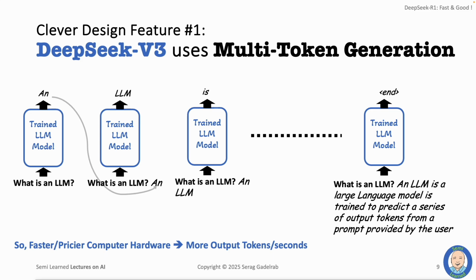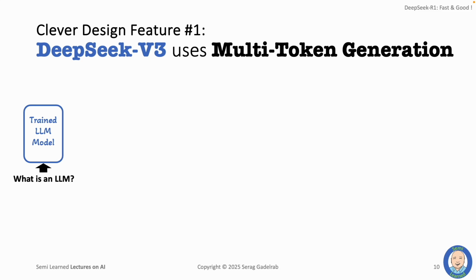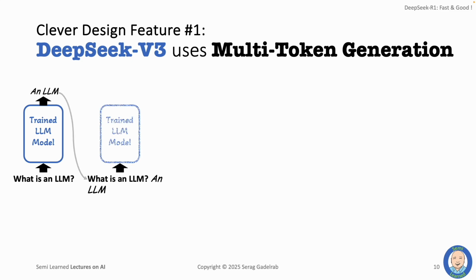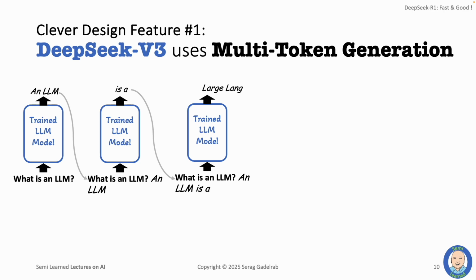Now around 2020, a clever team came up with a way to produce multiple output tokens every time that the model ran. It looked like this. A first run through such an improved model may generate 2 tokens as an output, for example, "an LLM." It may then generate the tokens "is a," followed by "large lang," because a token is akin to a syllable. You can see that this would cut the time it takes to generate a full answer by a factor of 2.